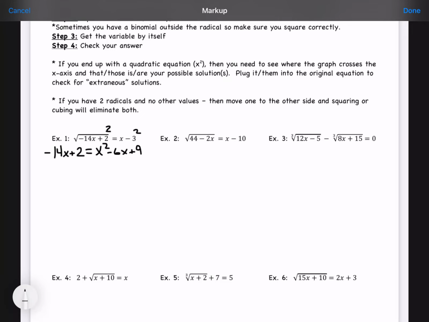We need to bring the negative 14x and the 2 over to the other side. So that leaves us with x squared plus 8x plus 7. And then we can just factor. So 0 equals x plus 7 times x plus 1. And so we get x equals negative 7 and x equals negative 1.